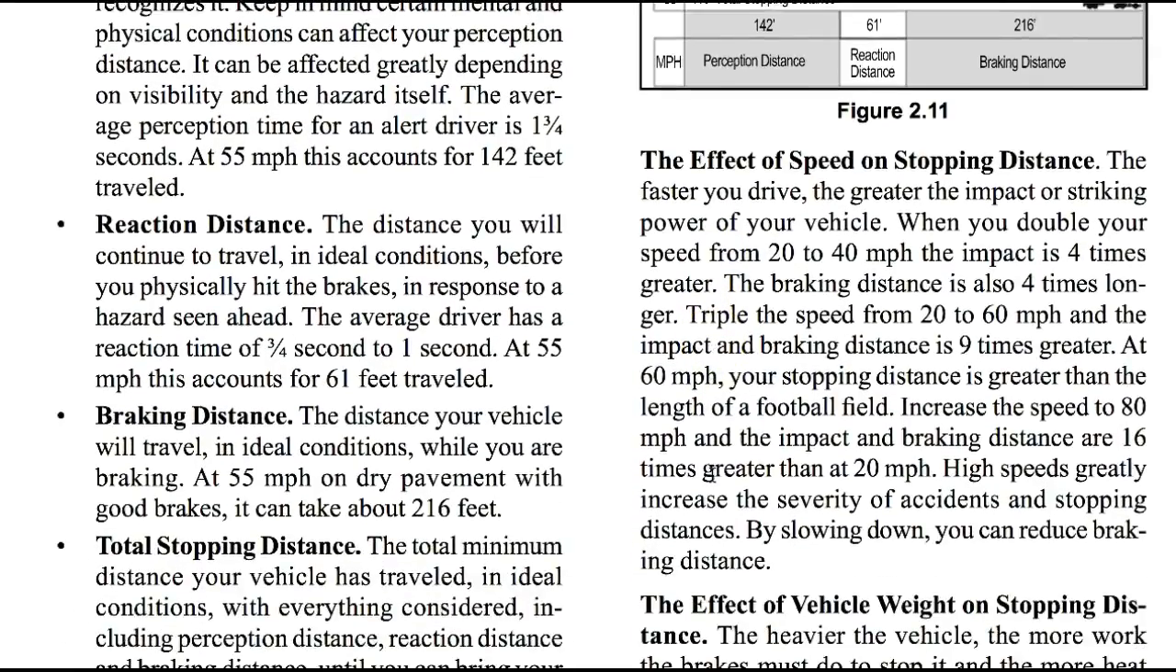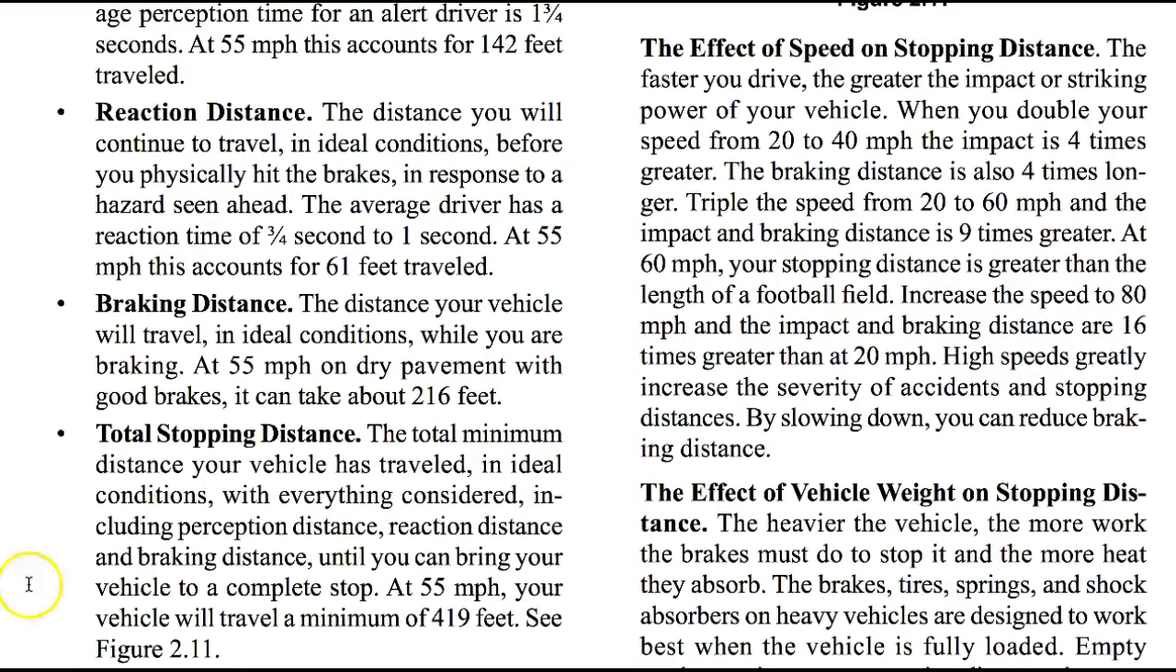The effect of speed on stopping distance. The faster you drive, the greater the impact or striking power of your vehicle. When you double your speed from 20 miles per hour to 40 miles per hour, the impact is 4 times greater. The braking distance is also 4 times longer. Triple the speed from 20 to 60 miles per hour, and the impact of braking distance is 9 times greater. So at 60 miles per hour, your stopping distance is greater than the length of a football field.